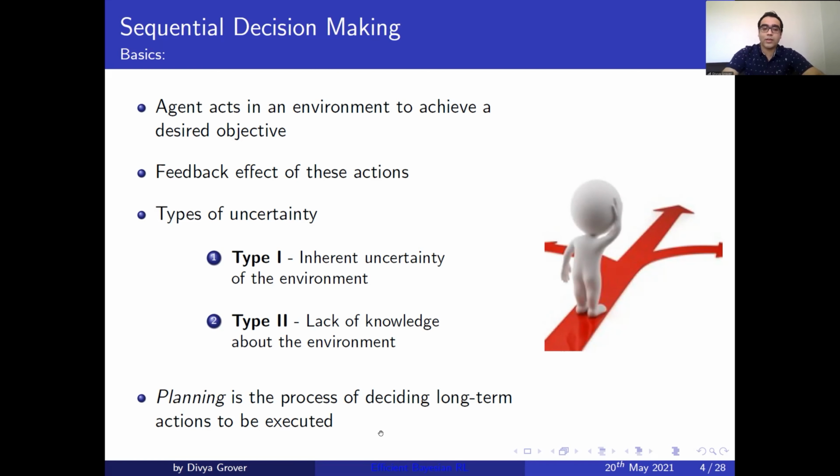But before we do that, the main focus of sequential decision making is always planning. When I say planning, I mean that planning is the process of deciding long-term actions that the agent wants to execute. So we will first formulate the mathematical model for the first type of uncertainty, which is type 1.